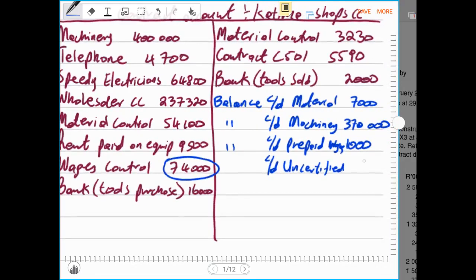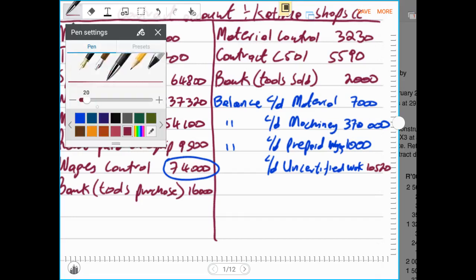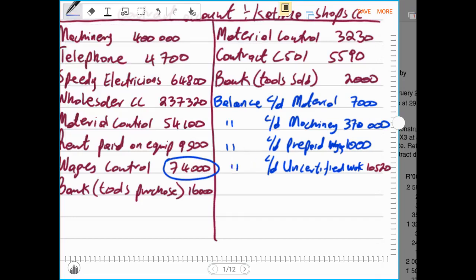Uncertified work, and the uncertified work is 10,520. Just complete that: 10,520, that is work not certified. So now work not certified is recorded on the credit side of the contract account.